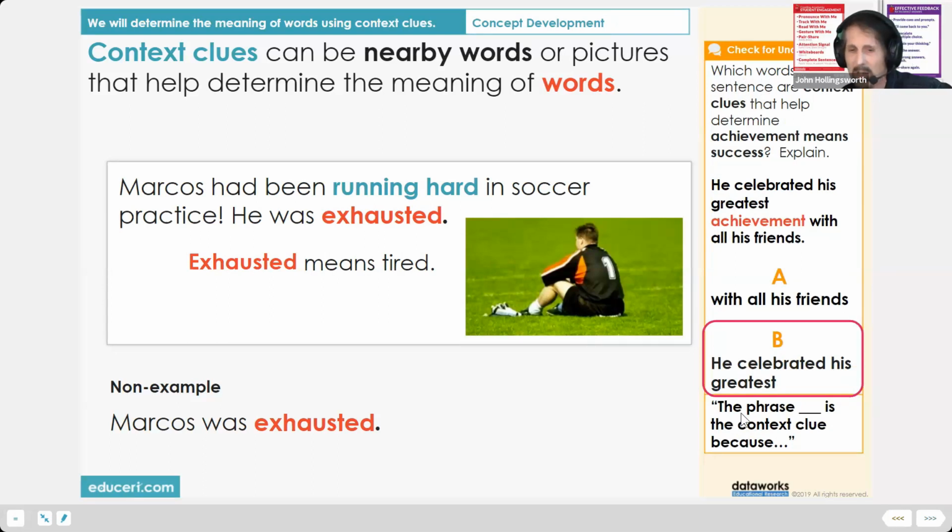Make sure you've got the sentence frame. The phrase blank, whiteboard, A or B, the phrase blank is the context clue because, and celebrated would be something you would be happy because achievement must be something. So celebrated would be the success. Celebrated tells us that word. Make sure we use the sentence frames. We want them to talk in complete sentences, and EL should be no pronouns. It's not it. It's the context clue, the character trait, the text structure.